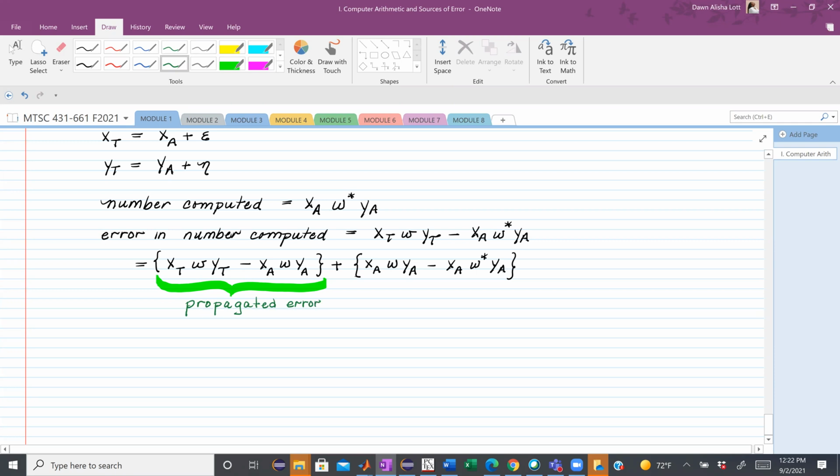That's the error in the fact that I used an approximate value. And every time I use that value over and over again, it's going to propagate in my solution and create a problem. Over here, this is chopping or rounding error.